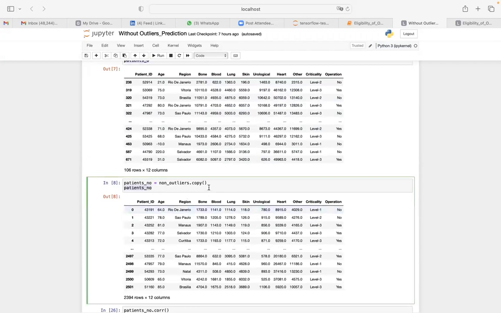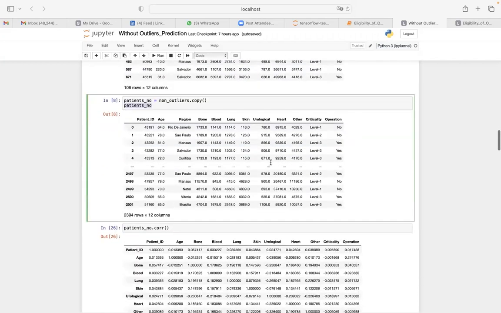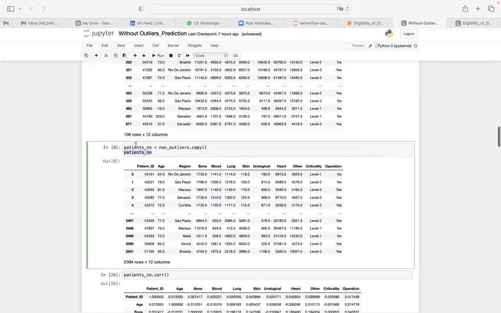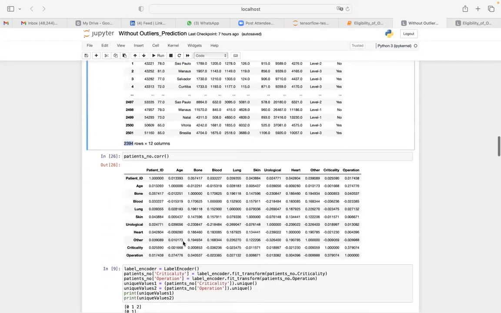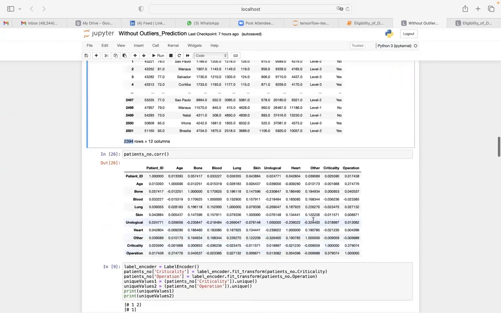So no outliers. In this case, 106 rows have been removed from the entire data set. We had 2500 rows, and if you remove 106, then 2394 is what we are left with. You can see the patient's correlation. It is not heavily impacted. You cannot see any value which is 70 or 80% correlated, in case of the age and criticality of the patient.